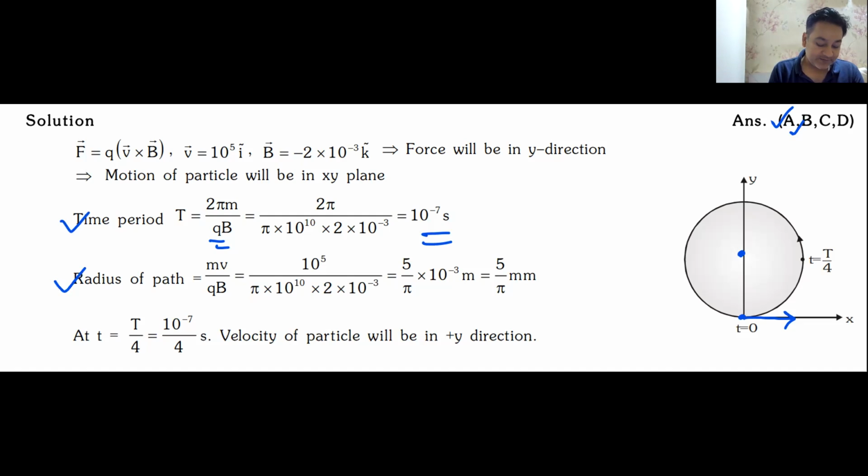Radius of the path is mv by qB. It is coming as 5 by pi. Option number C is also correct. Now consider the time 1 by 4 into 10 to the power -7, which is T by 4. At time t equal to 0, it is here.